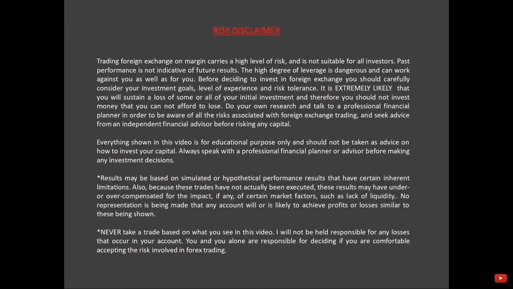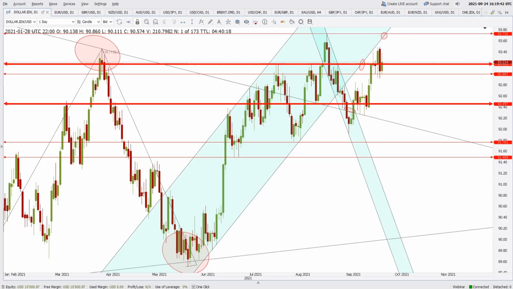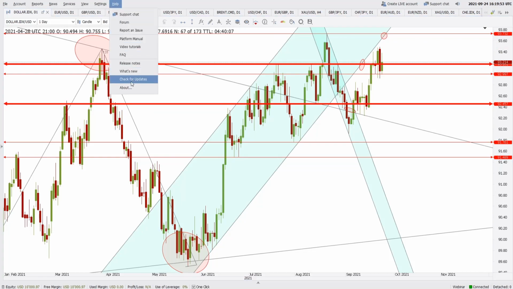Okay, with this standard risk disclaimer, we should now head on to the charts. So let us open the trading platform. Here on your screen right now is the trading platform, and it is actually the Dukascopy JForex platform, version 3.6.37.